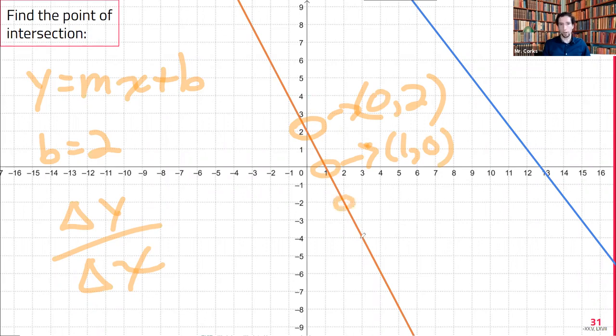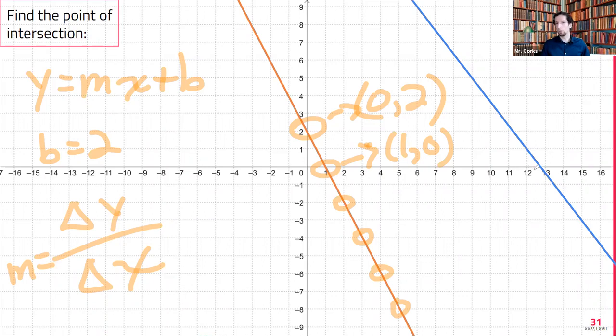Or here's another point, here's another point, here's another point. Whatever points we want, any 2 points will let us do our slope formula, our delta y over delta x, and that will give us the slope. There's m, there's b, we have the equation.